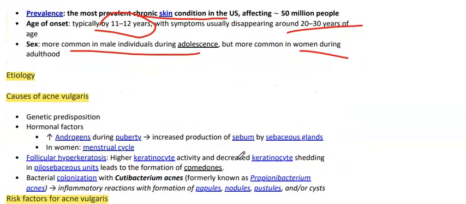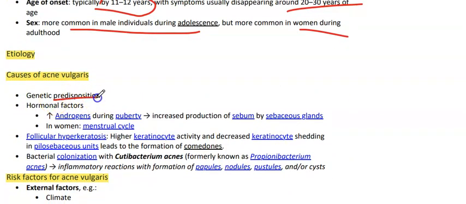What is the underlying etiology? So, genetic predisposition and hormonal factors like increased androgen during puberty in males, which leads to increased sebum production by the sebaceous glands, and in women it usually occurs during the menstrual cycle due to fluctuation of hormone levels. Another mechanism is follicular hyperkeratosis.